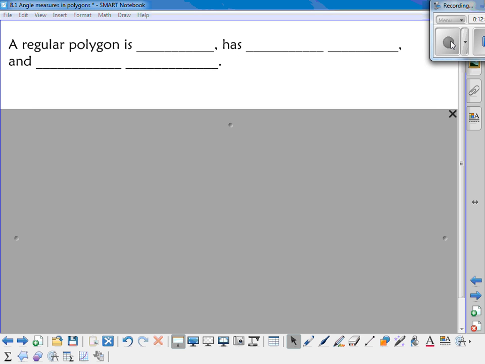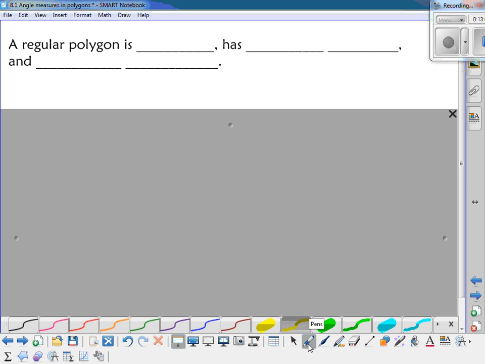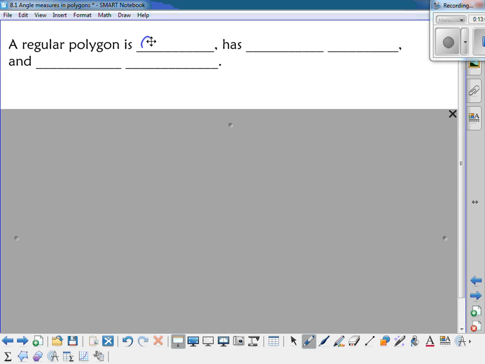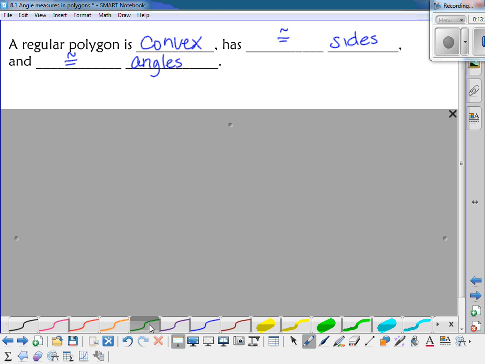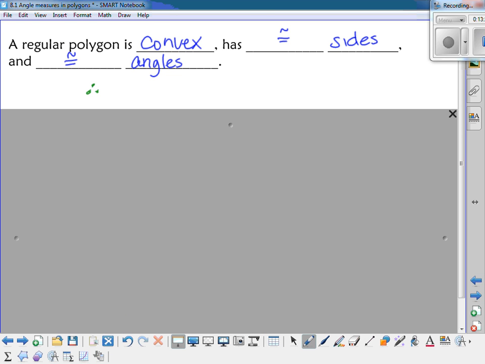So in the past, we learned that a regular polygon is convex, and it has congruent sides, and it has congruent angles. So if all the interior angles are congruent, what do you think is true of the exterior angles? Oh, they're congruent too. So therefore, the exterior angles are congruent as well.